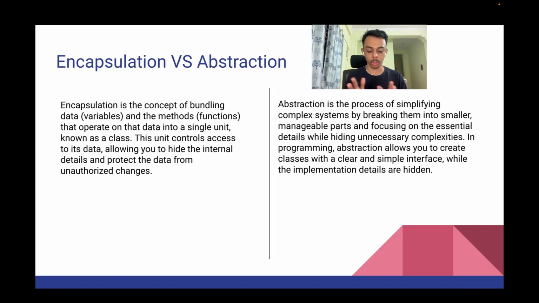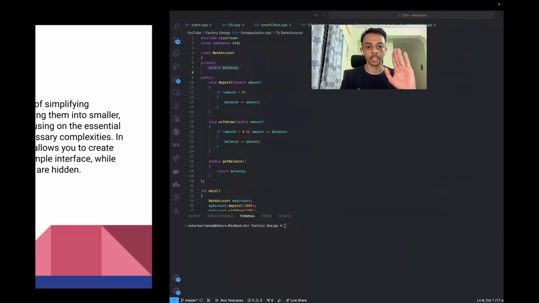There is one class, class A, which is a complex class. There is another class, class B, of another complex type. Now we want to access class A and class B. Both have some similarities between them, and both can be derived from some parent class. So that class is like a layer of abstraction for class A and class B. As it says, we are simplifying complex systems by breaking them into smaller, manageable parts and focusing on the essential details. Okay, let's understand by example.